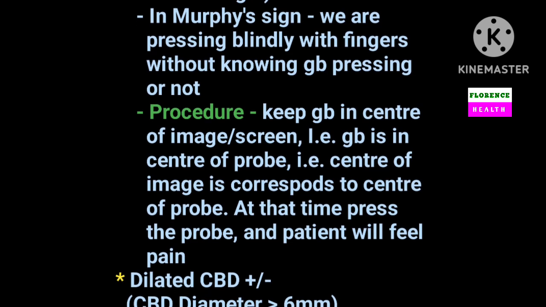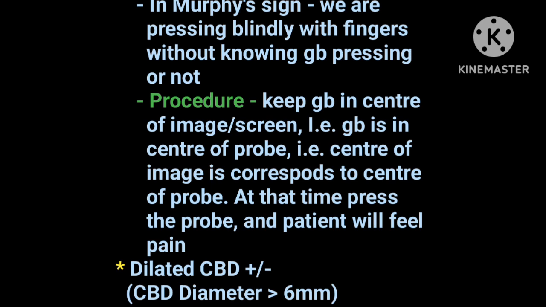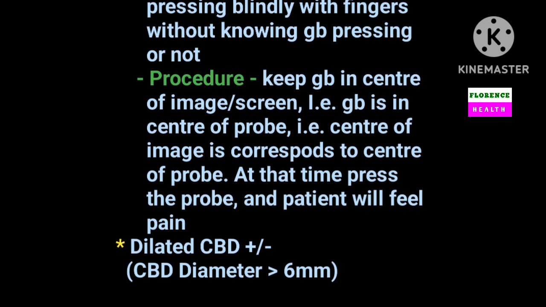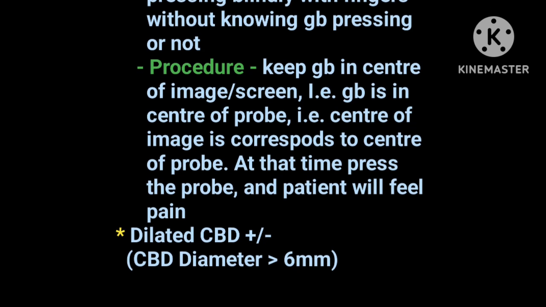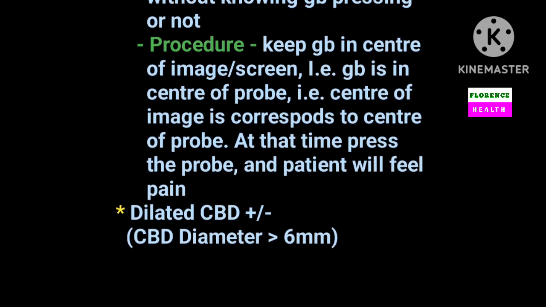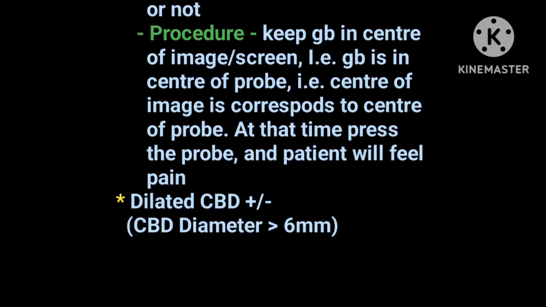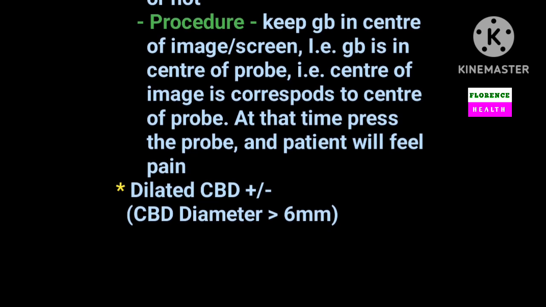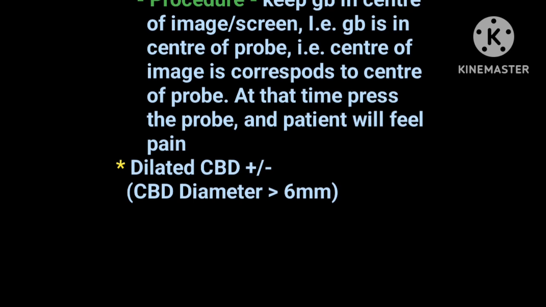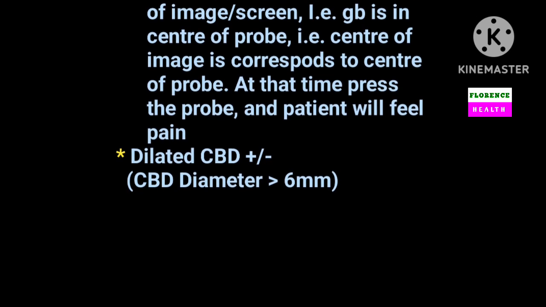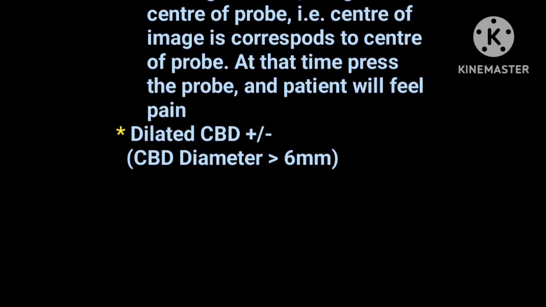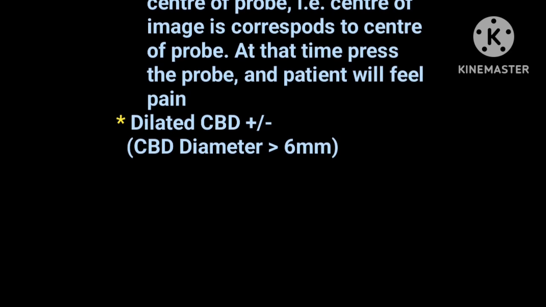Let's discuss the procedure to perform the sonographic Murphy sign. Keep the gallbladder image at the center of the screen, which corresponds to the center of the probe. At this point, you press the probe and the patient will feel pain. That means after localizing the gallbladder on the image, you are putting the pressure. But in Murphy sign, without localizing the gallbladder, you are pressing the right upper quadrant of the abdomen. That means we are putting the pressure blindly.